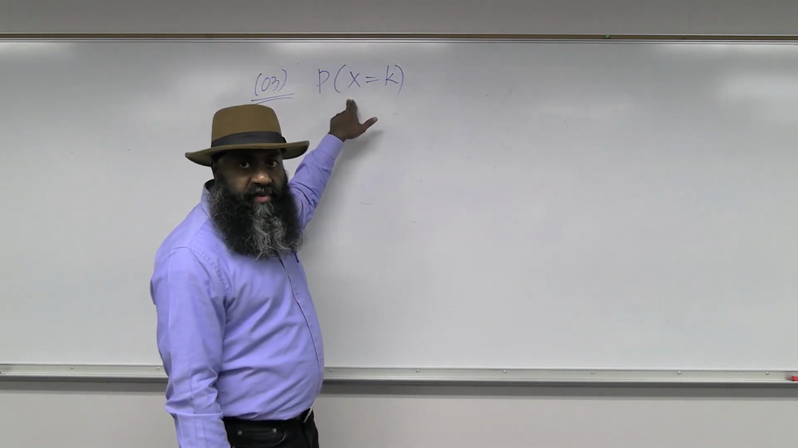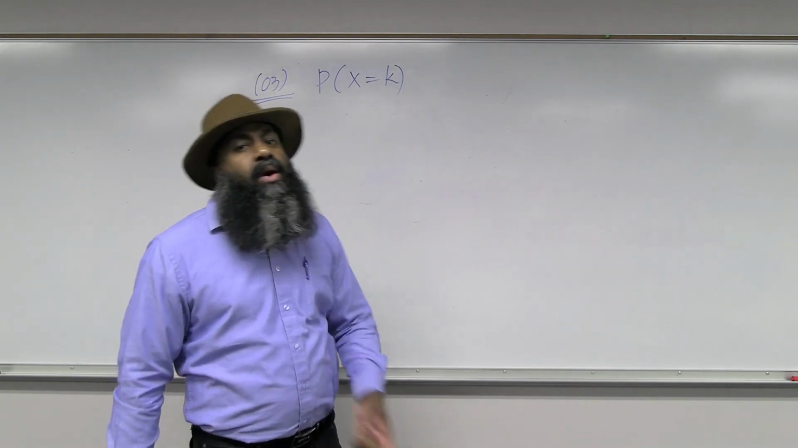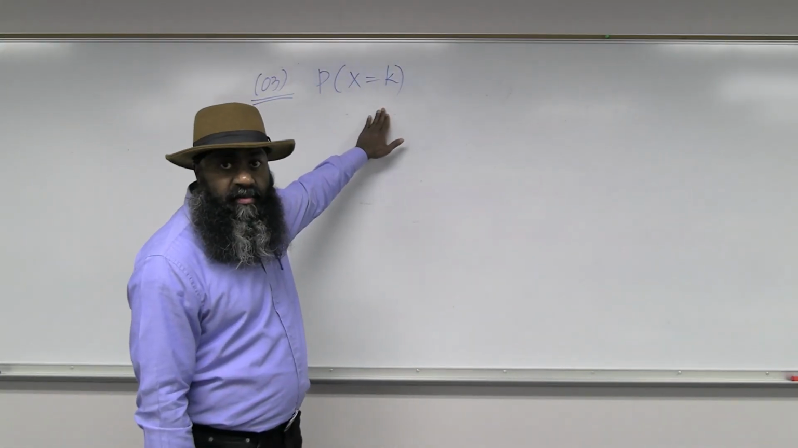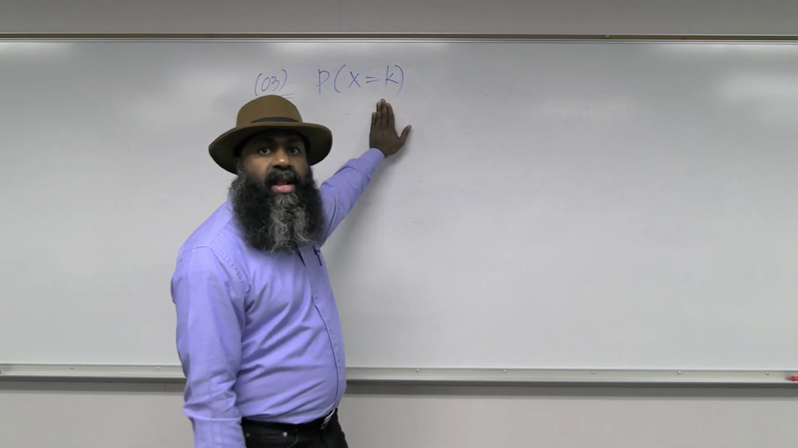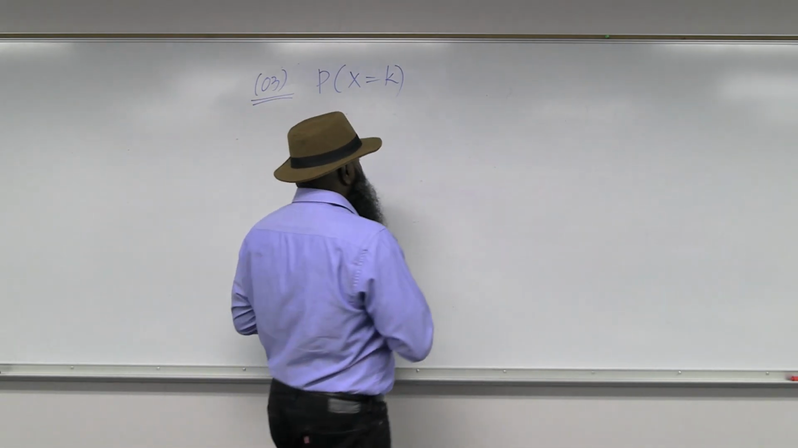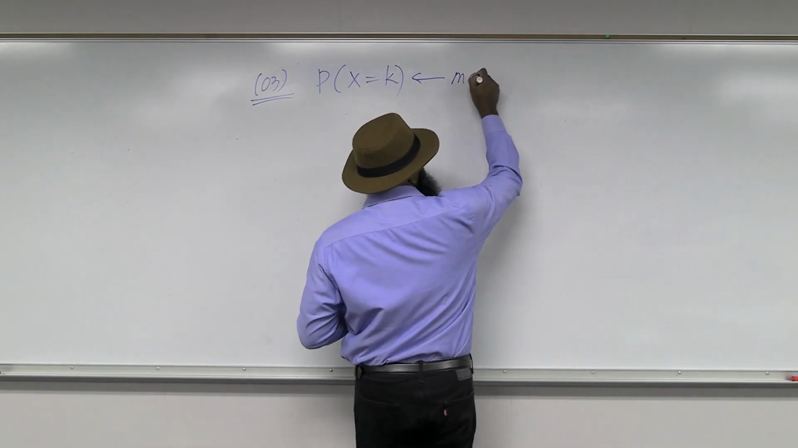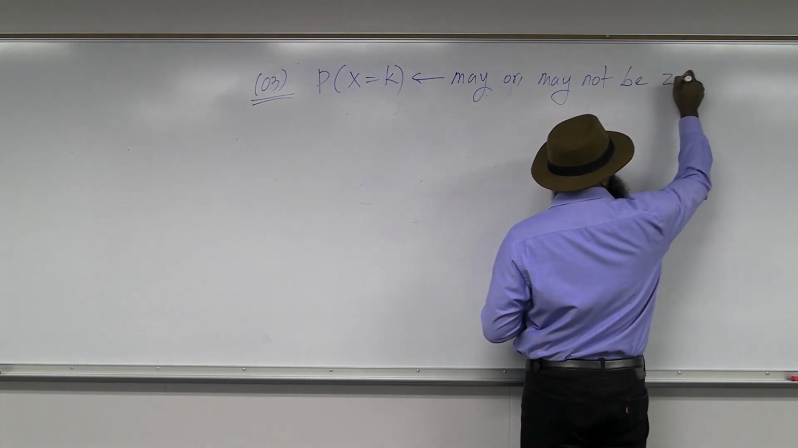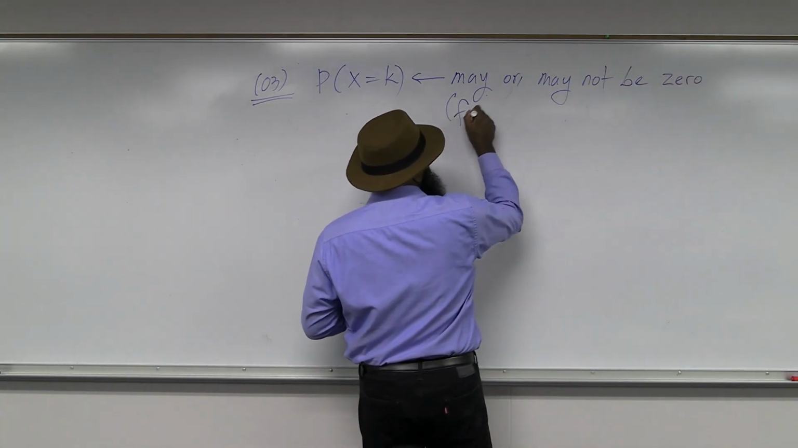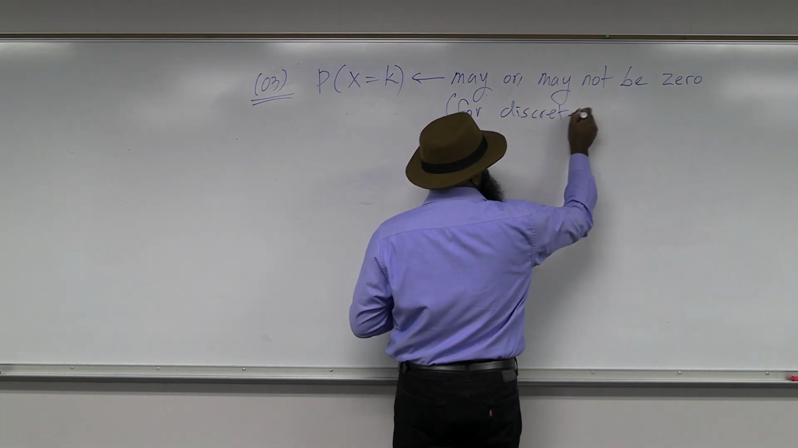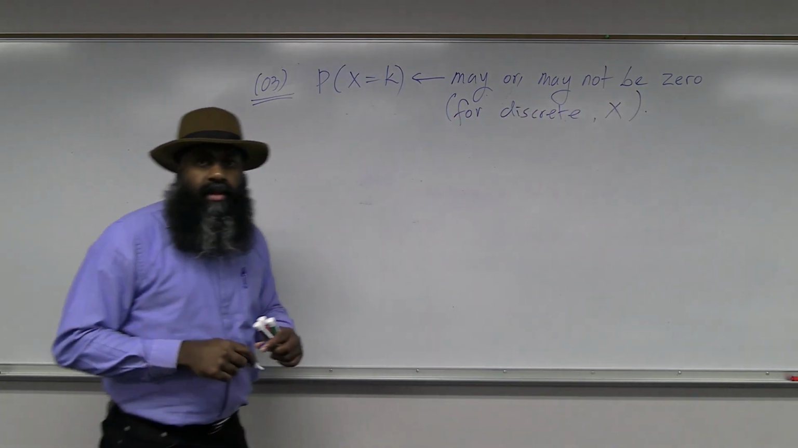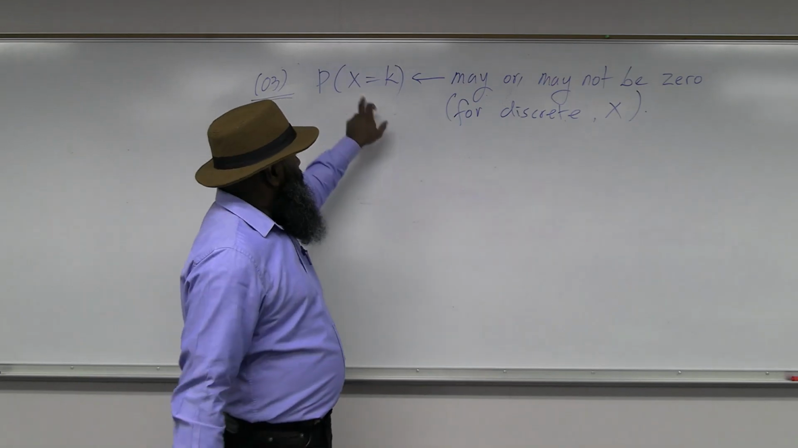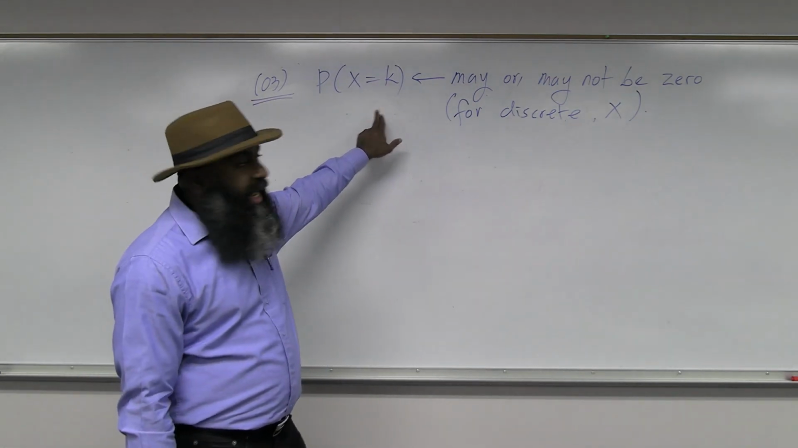So a discrete random variable being equal to a given value may or may not be 0. So don't take this as 0 by default. Most of the cases you see, this probability will never be equal to 0. Okay? I will simply generally write that this may or may not be 0, for discrete X. Even though I wrote it as may or may not be 0, remember, for most of your cases, this probability will never be equal to 0 when X is discrete.